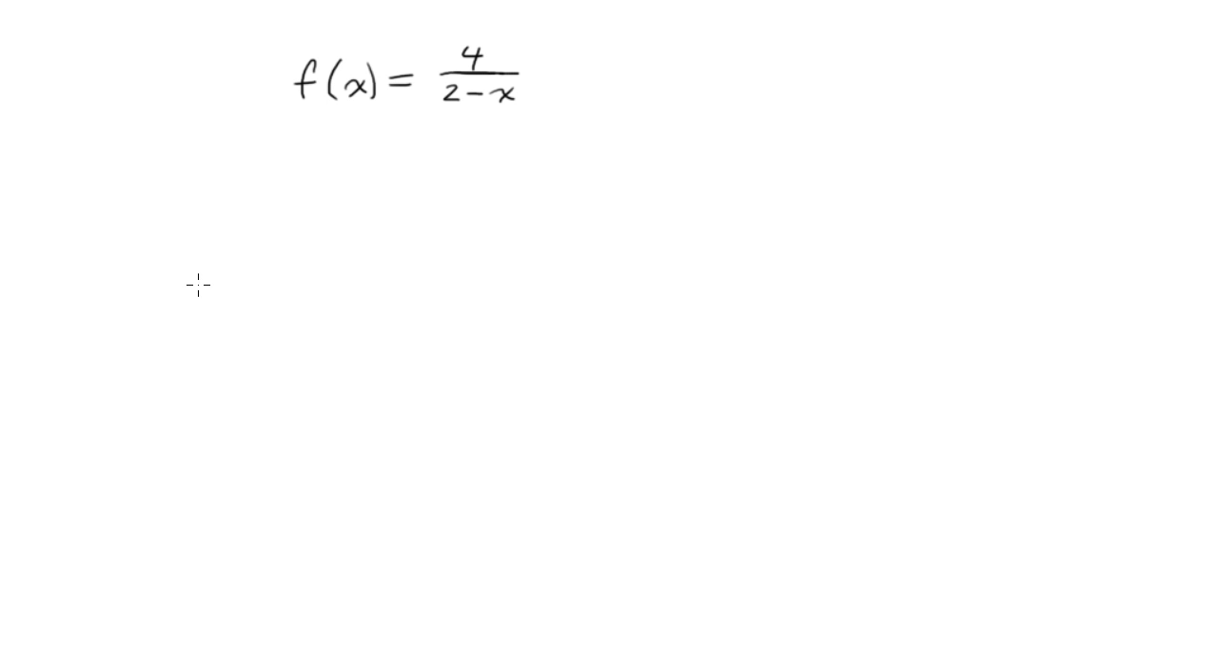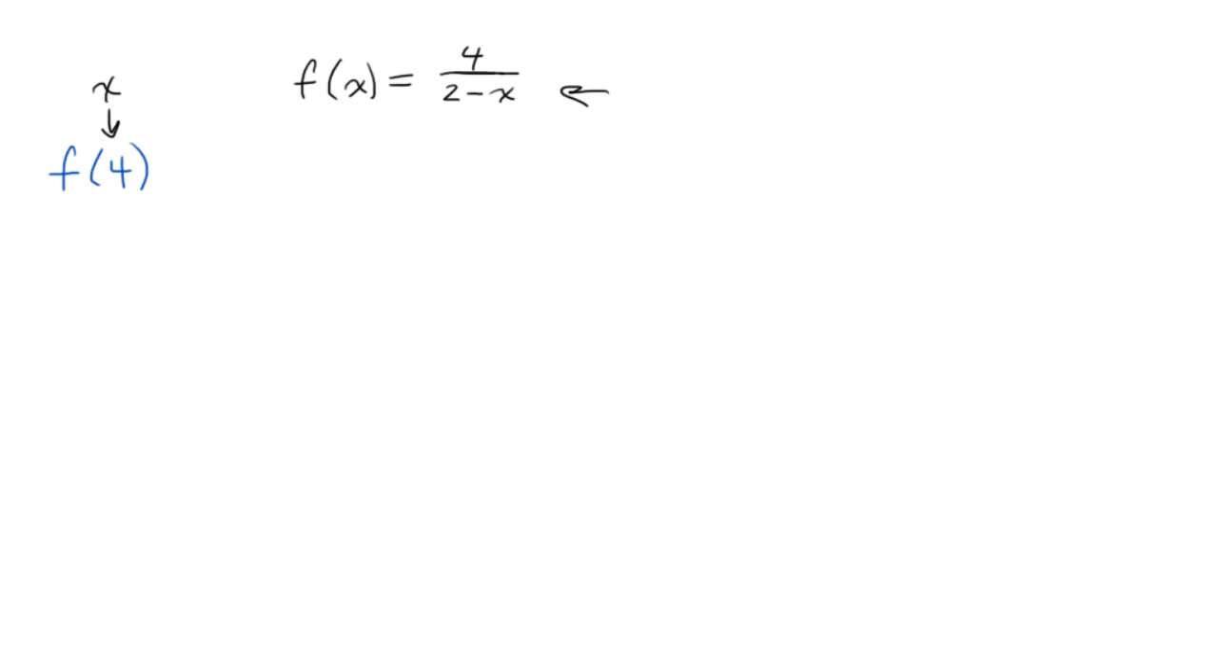In this video, we'll evaluate the function f of x equals 4 over the quantity 2 minus x, and we'll evaluate that at a few different values. So first, let's evaluate f of 4. And what that means is we're going to plug in 4 wherever we see x in the original function.